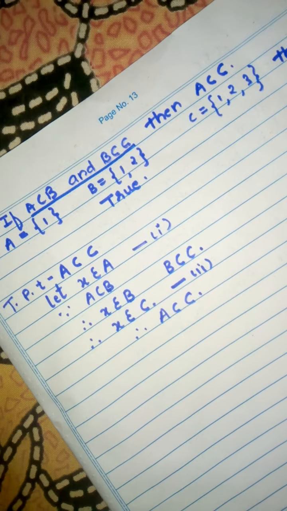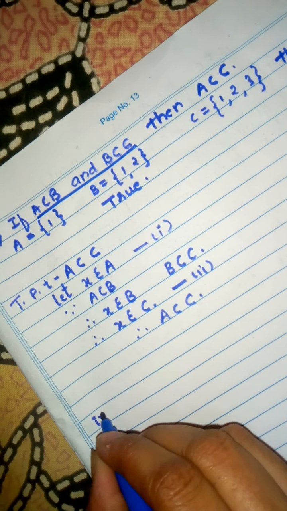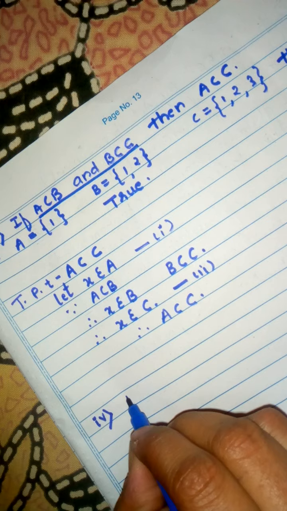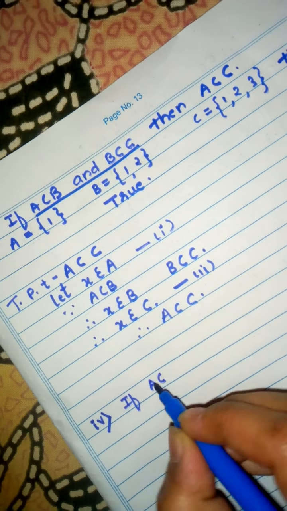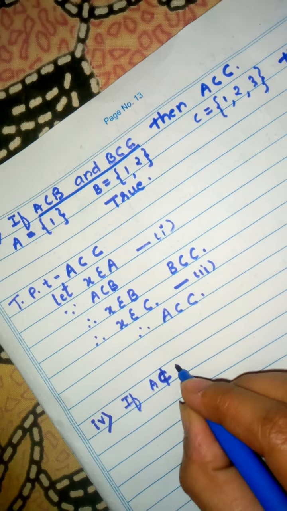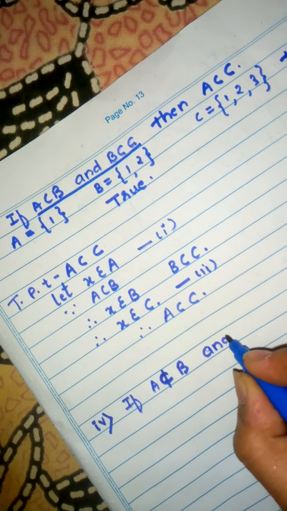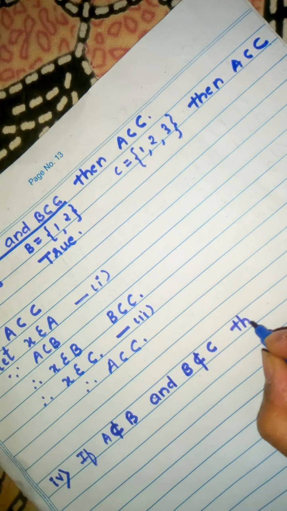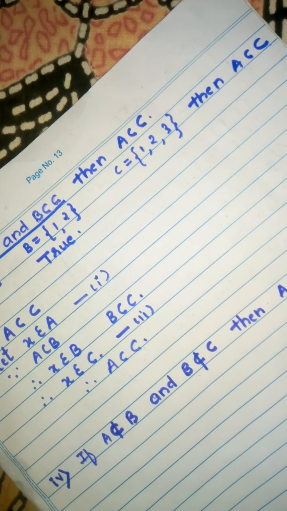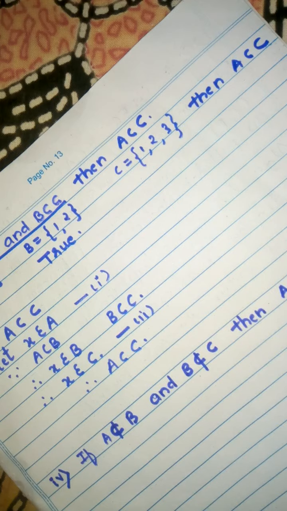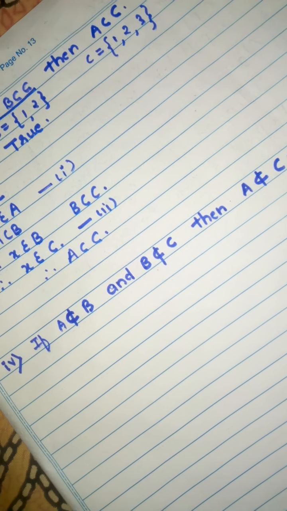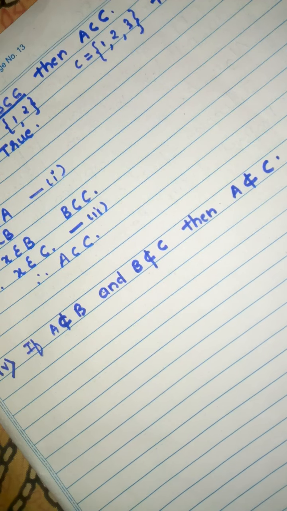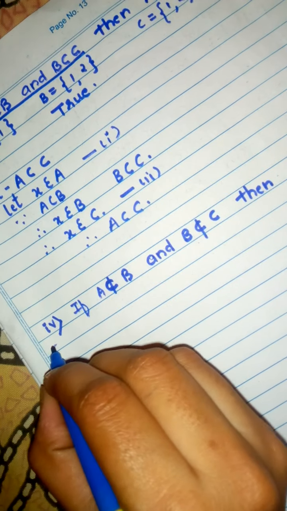Now moving to the fourth question. The fourth question is exactly opposite of this. What does it say? If A is not a subset of B and B is again not a subset of C, then they are saying A is not a subset of C. Now by looking at the previous question, some of the students may think that this is true, but this is not true. Okay, so now we'll see how.